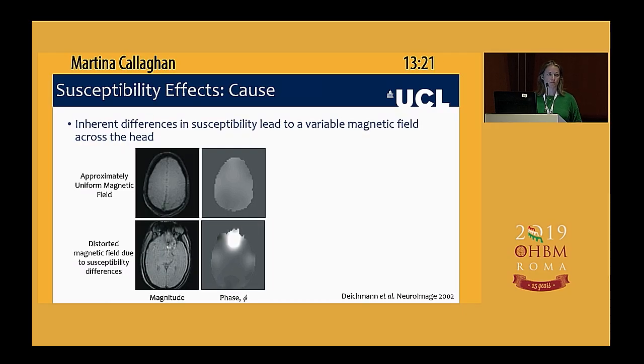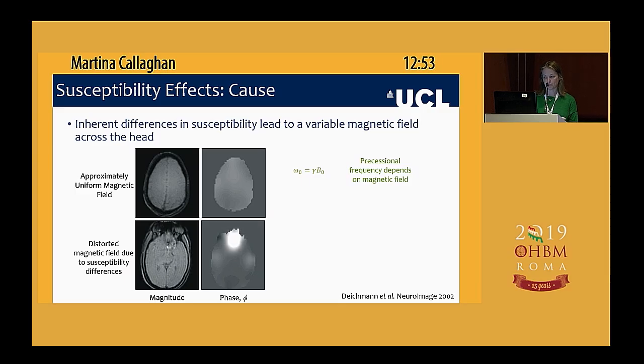So another source of artifact that's already been touched on, but that's really important and is something that you can make decisions about at the time of acquisition, is susceptibility. Here we see two different slices, one quite superior, where the magnetic field is quite homogeneous, and one more inferiorly, where you've got a lot of susceptibility differences due to air cavities, bone and all the rest of it, and that leads to a much more distorted magnetic field.